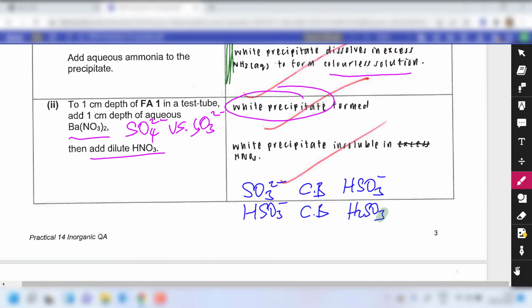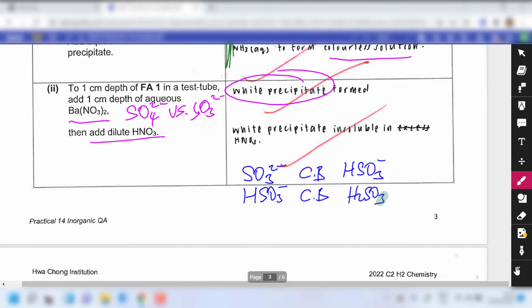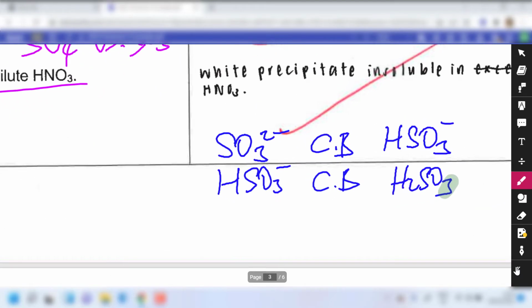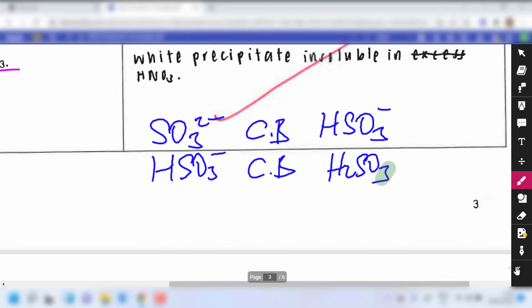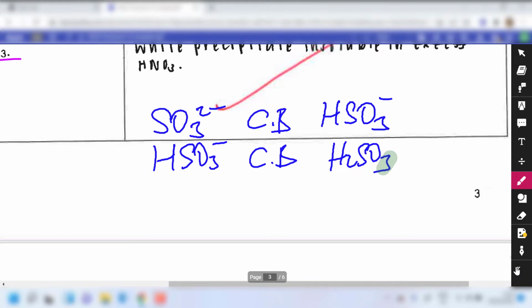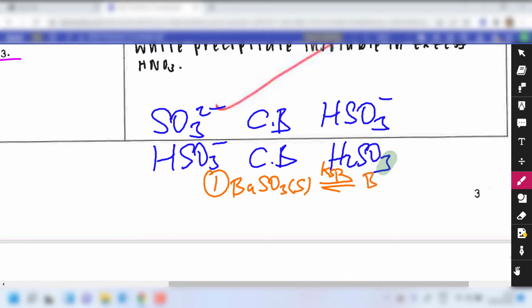So sulfuric acid is a strong acid, sulfurous acid is a weak acid. Okay, now let me just zoom in a little bit. What's going to happen here is that if I have the white ppt of barium sulfite, by virtue of its Ksp, this is the Ksp expression, equilibrium 1, it's going to maintain a small amount of barium 2+ and sulfites in the system.